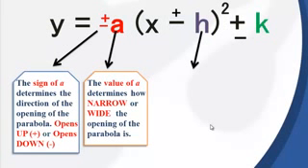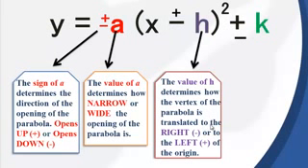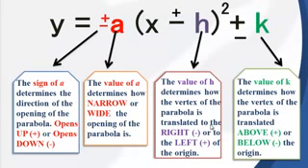How about the value of h? It will determine how the vertex of the parabola is translated to the right if it is negative, or to the left if it is positive. That is from the point of origin. Now the value of k will determine how the vertex of the parabola is translated above if it is positive, or below if it is negative. Again, the point of reference is the point of origin.